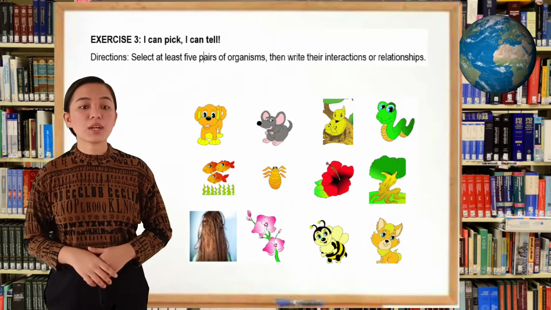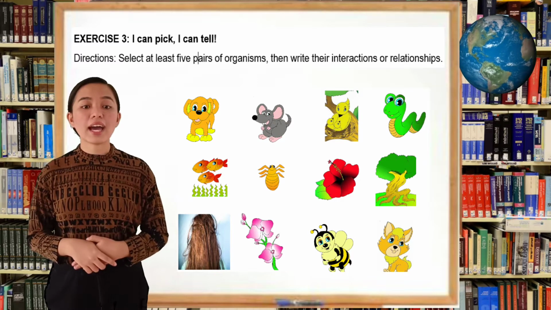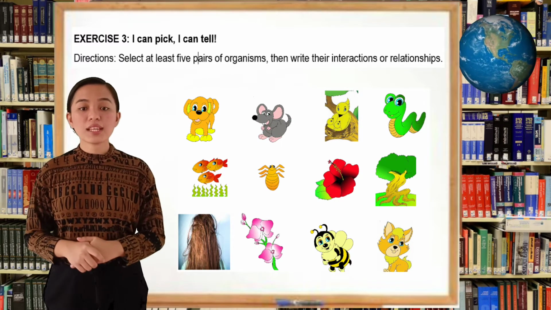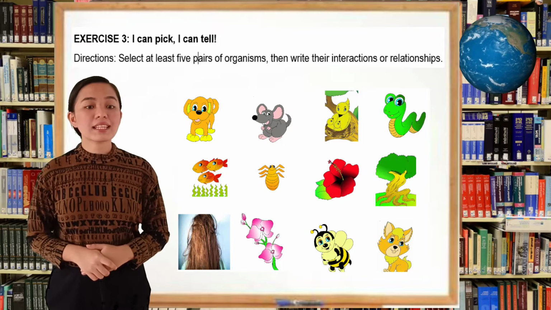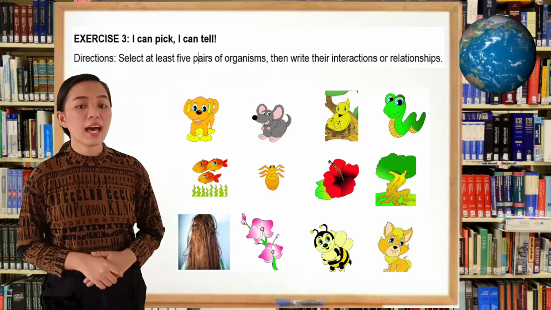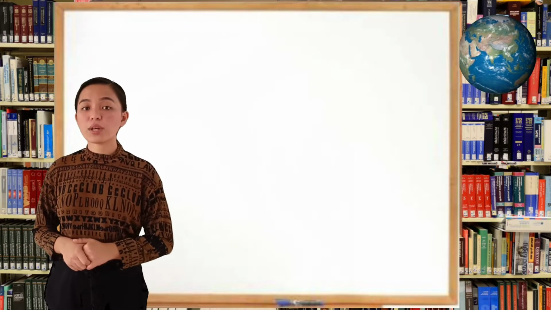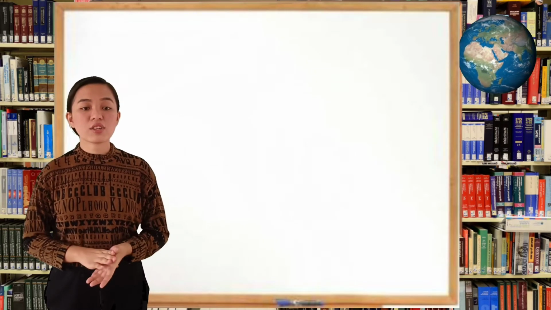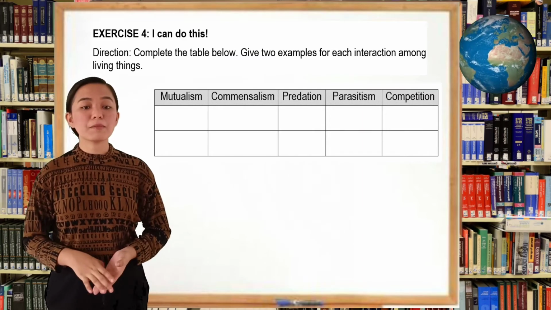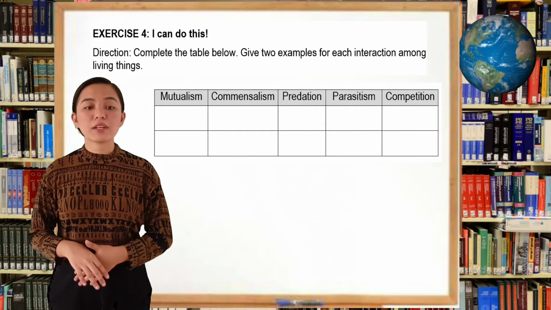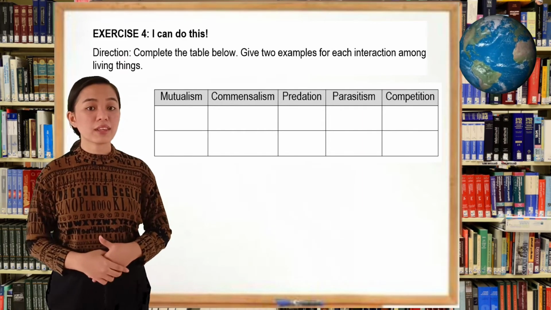In exercise 3, our activity is called I Can Pick, I Can Tell. In this activity, select at least 5 pairs of organisms and then write their interactions or relationships. And for our last activity, exercise 4, complete the table below and give 2 examples for each interaction among living things.